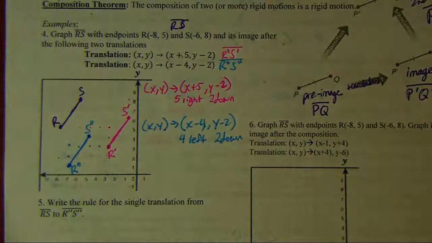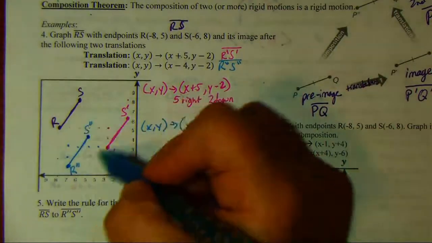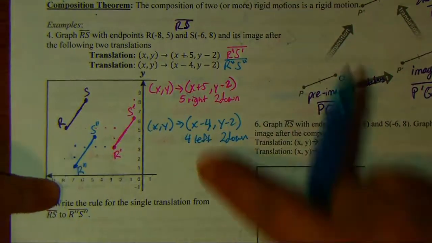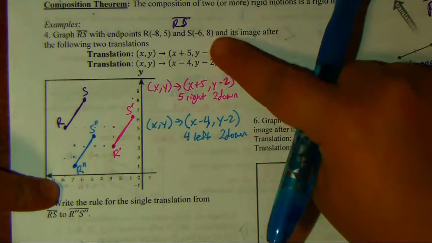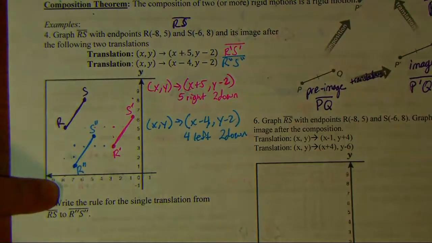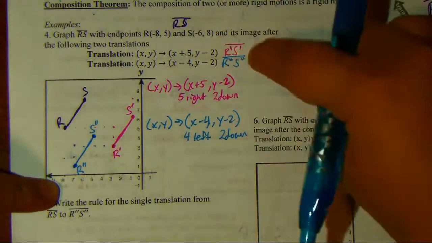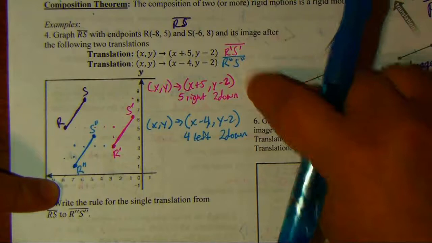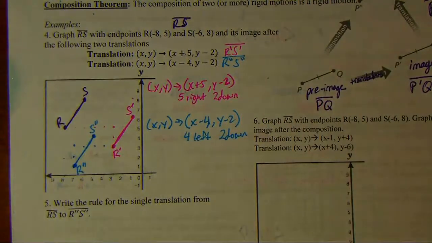Okay? And there you go. This is the end result. R double prime, S double prime. That is the end result of these two translations here. From here to here, okay? We went from the original RS to R prime, S prime, to R double prime, S double prime. Okay?